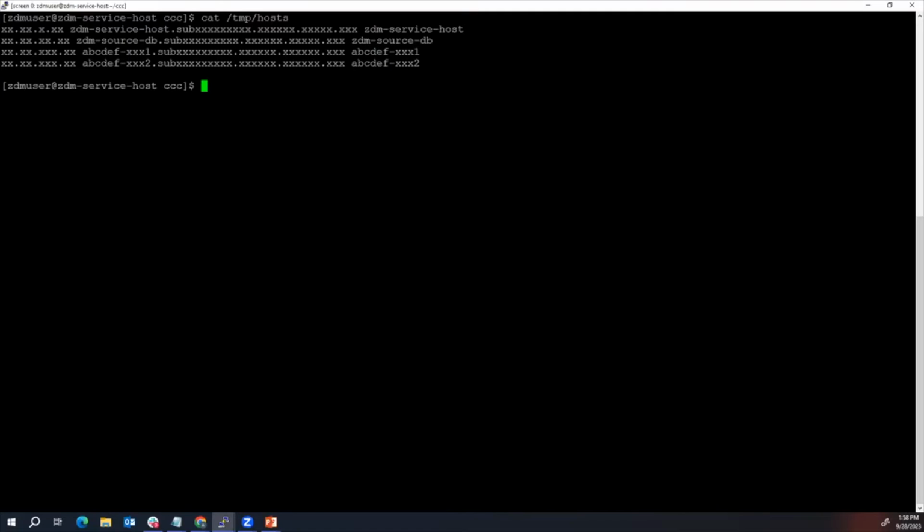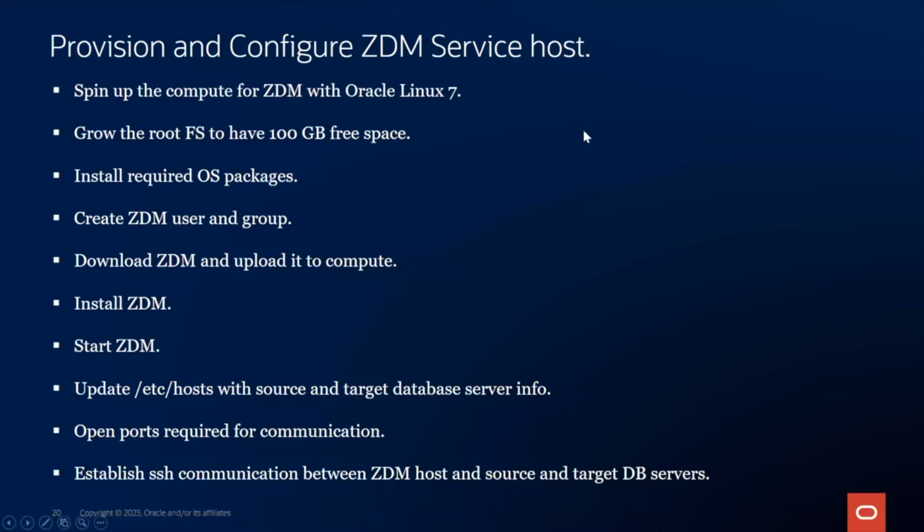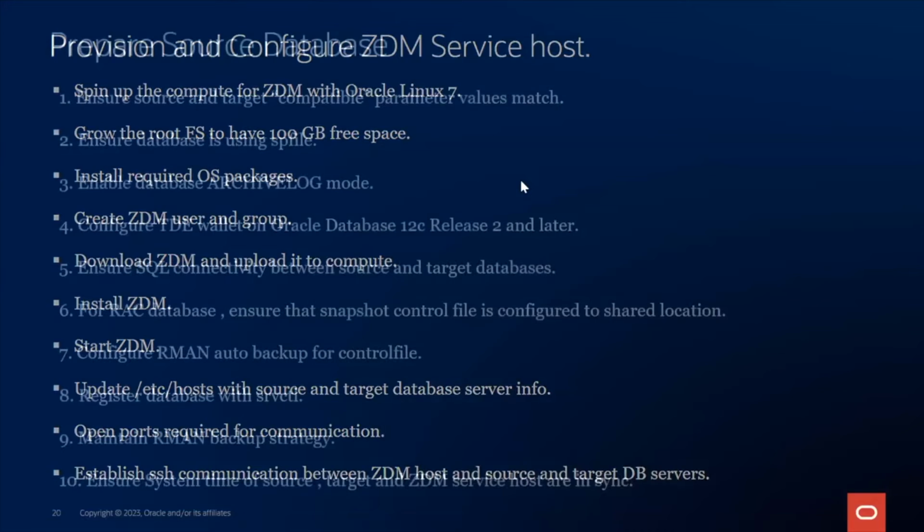Why is this important? ZDM communicates with the source and target using SSH on port 22. So we need to have these entries, and of course you need to open port 22 on your source for the specific IP which is coming from the ZDM service host, and also for the target. So that said, let us come back to the slide.